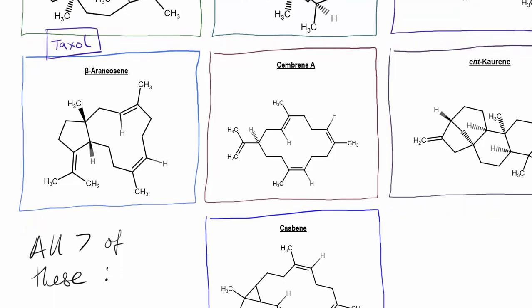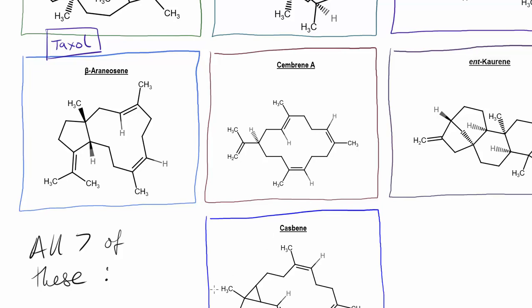Okay, and we have beta araniosin. Now, as I said, all of these have the formula C₂₀H₃₂. So in some sense, I won't go too much into isomerism, but you could say they are isomers of each other in a sense. This is naturally produced by a very small, microscopic fungus called Sordaria araniosa.